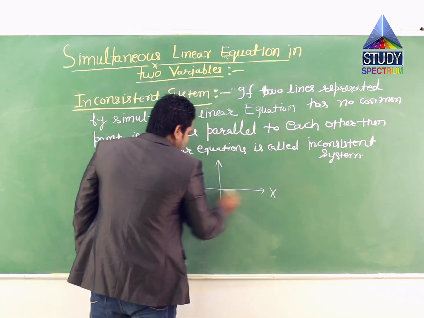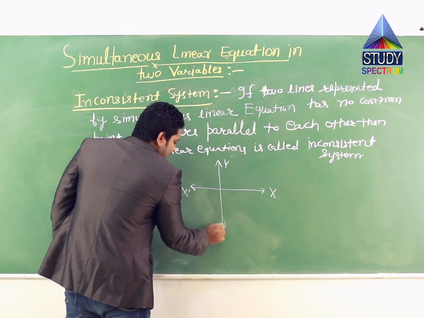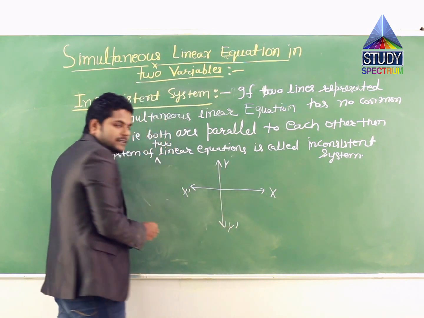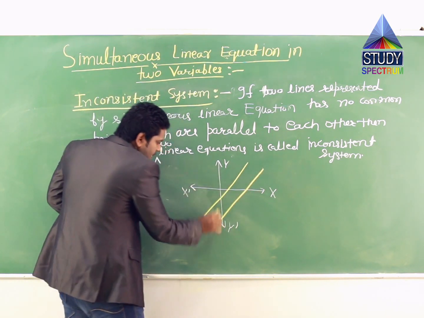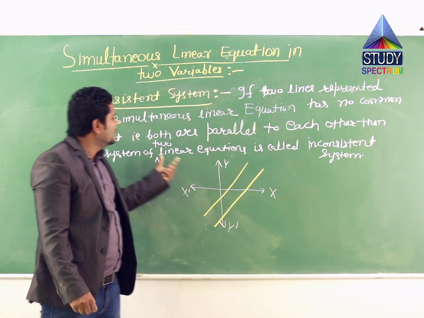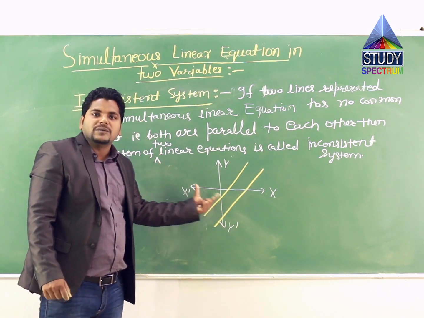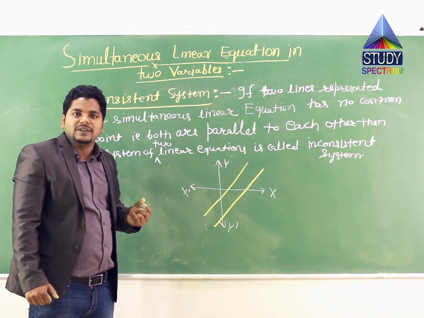This is x axis, this is x dash, this is y and this is y dash. If two lines are parallel to each other, then there is no point common to both of the lines. So this system of two equations is called an inconsistent system.